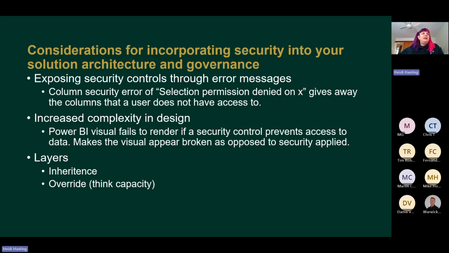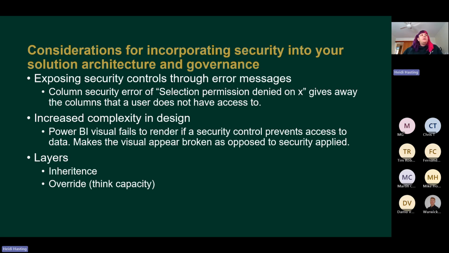In the same way, it also explains what the security control is so that you can tell your users, hey, you need to request access. So it's got pros and cons there. Some orgs don't like it because it exposes the security control. Other orgs love it because it tells the user what they're missing. Either way, if you do that permission, you have to be mindful of how you design any downstream solution, because nine times out of ten, the user sees that X on a visual and they think it's broken.